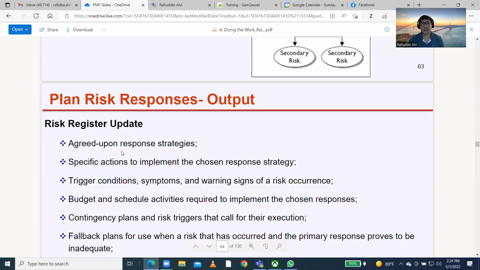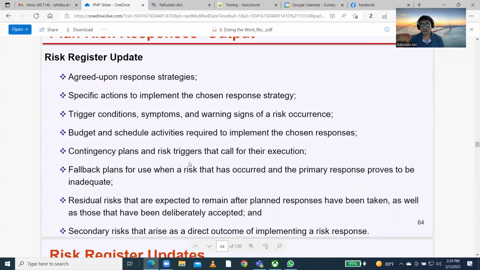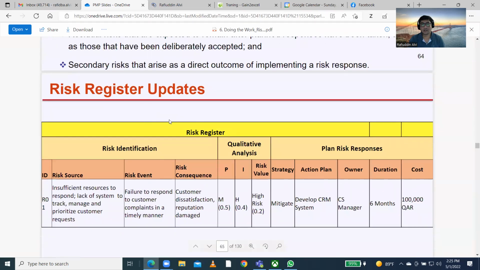In this, what we are doing is putting in the agreed-upon risk strategies, specifying actions to implement the chosen response strategy. What you want to do. Trigger conditions, symptoms, warning signs, budget and schedule activities. Contingency plan and risk trigger. Fallback plan, what all you have followed. Residual risk, the leftover risk. Then the secondary risk, that arises as a direct outcome after implementing those responses. The risk register update is managed like this: you have ID, risk score, risk event, risk consequences, probability and impact. What is the risk value, strategy, action plan, who is the owner, duration and cost.